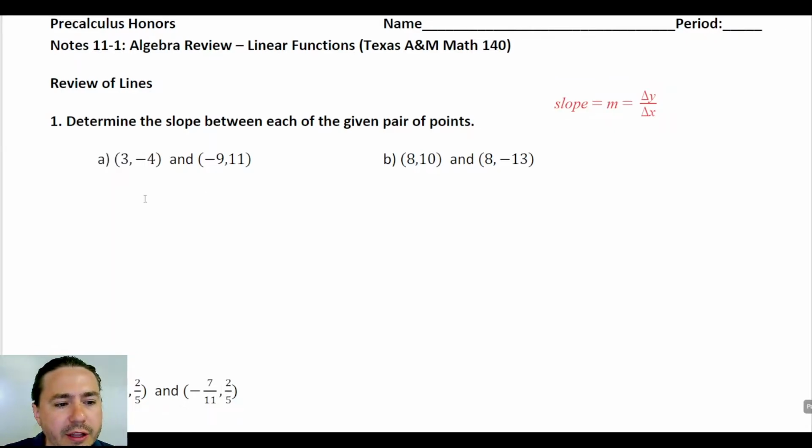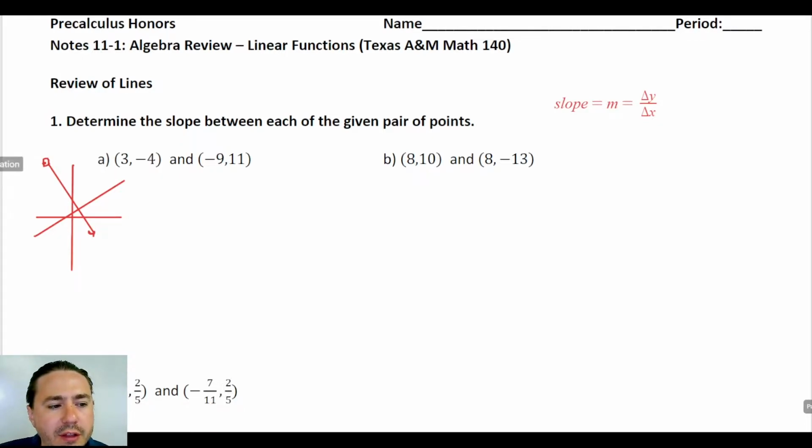So when we go to calculate the slope, we're given 2 points, and these are just 2 points on the grid. You can sort of imagine like 3, -4 would be somewhere down here, -9, 11 somewhere down here. So we want to compute the actual slope of the line. The slope describes how steep the line is. So the steeper it is, the further away your slope is going to be from 0. If the line is going up from left to right, if it's increasing, your slope will be positive. And if it's decreasing, if it's going down from left to right, it'll be negative.